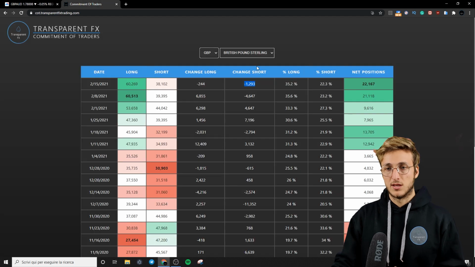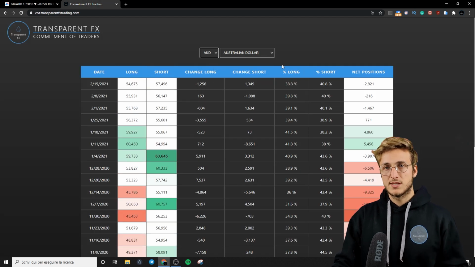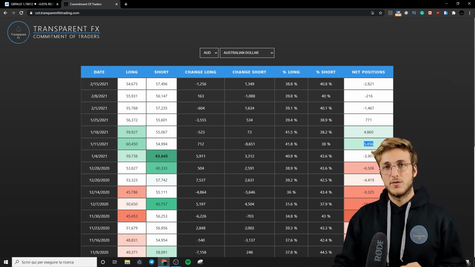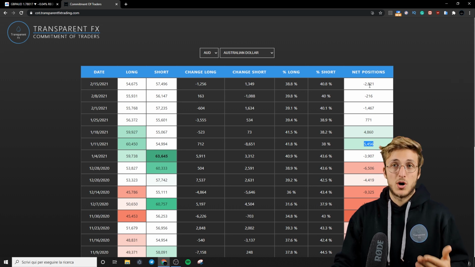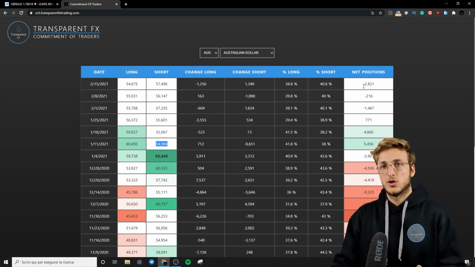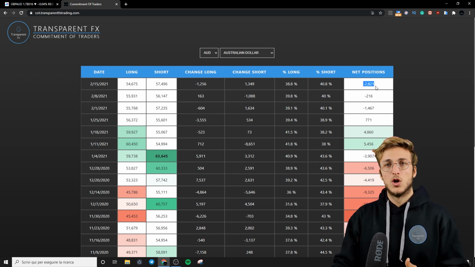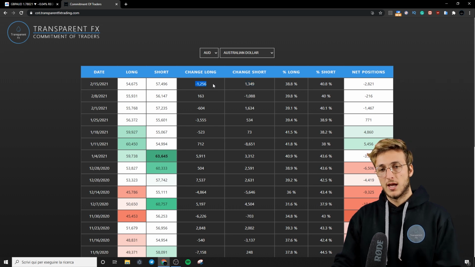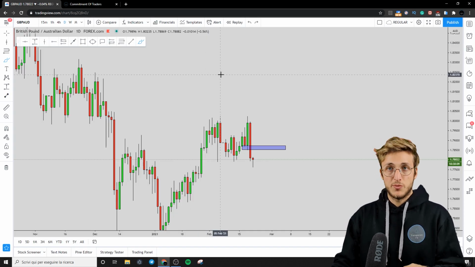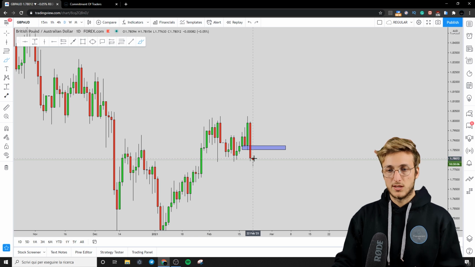It's definitely a possibility. And if we look at the AUD, overall we're getting weaker and weaker, which is exactly what we need. In fact, we went from 5.4k net positions, a positive net positioning with more longs than shorts, with 60.4k longs to 54.9k shorts, all the way down to the completely opposite, a negative net positioning with more shorts than longs, 57.4k shorts and 54.6k longs, with 1.3k shorts added with the last report and 1.2k longs getting closed. So overall, we're getting a stronger GBP and a weaker AUD, which is exactly what we need for a move to the upside.